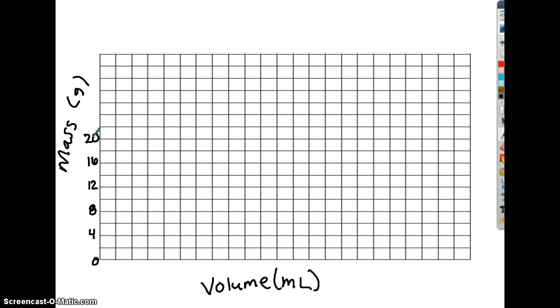For volume, you want to do the same idea. So you can count the numbers, you can count how many lines you have. You've got 1, 2, 3, 4, 5, 6, 7, 8, 9, 10, 11, 12, 13, 14, 15, 16, 17, 18, 19, 20, 21, 22, 23. So you've got 23 lines, and you need to have at least 20.2, so that means every line could be 1. Once again, you don't have to label every single one. If you want to do every 5, that would be fine.